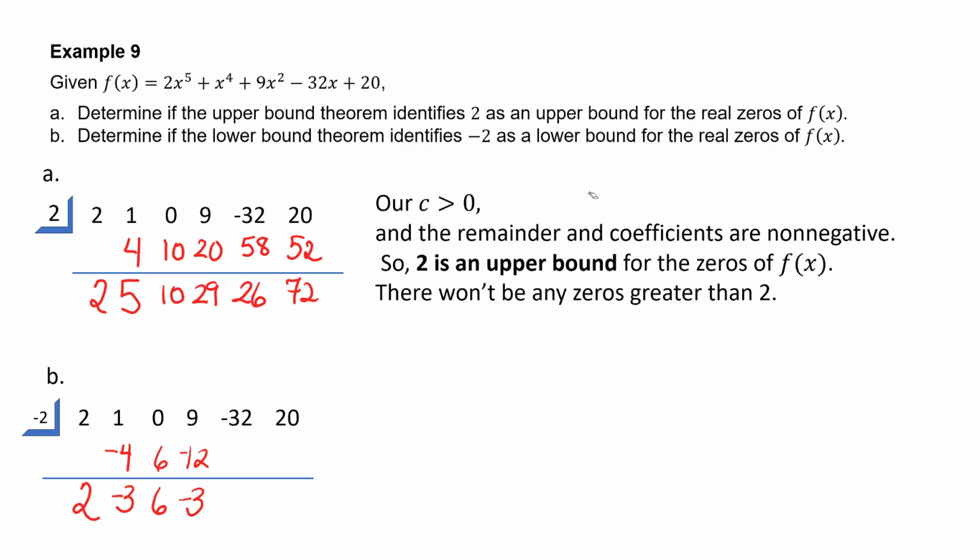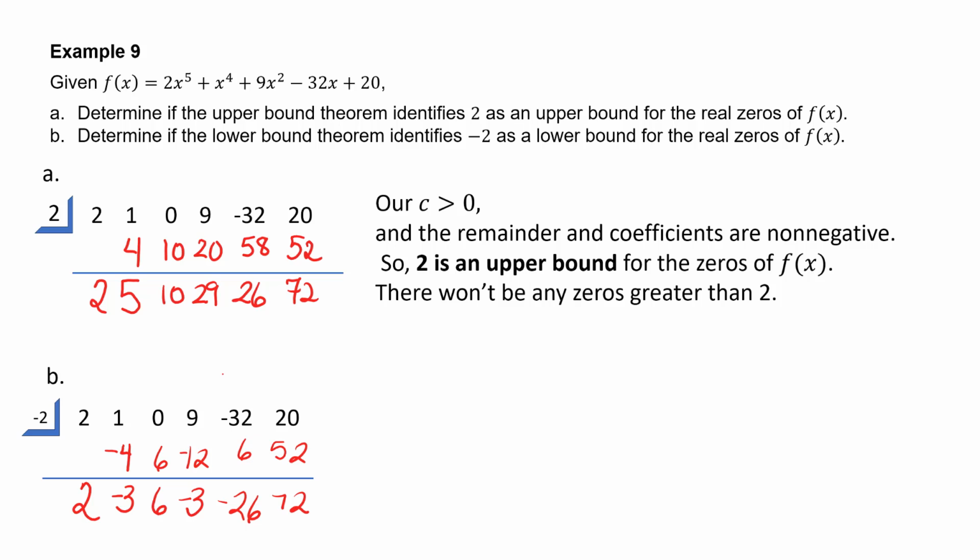You get -3 multiplied by -2, that's 6. -32 plus 6 is -26. Multiply that by -2 and you get 52, and that is 72. So the lower bound theorem says if you're putting a negative number into that little bracket, and the coefficients of the quotient and the remainder alternate in sign, with 0 being considered either positive or negative, depending on what you need, then c is a lower bound.